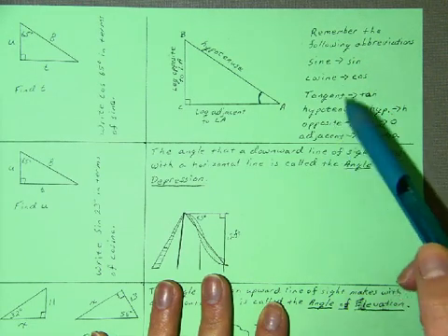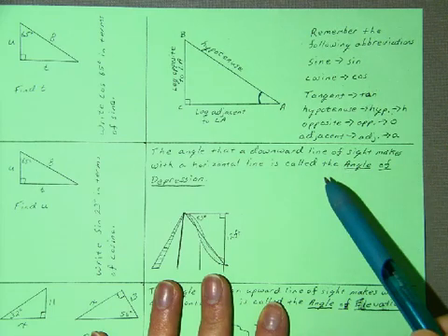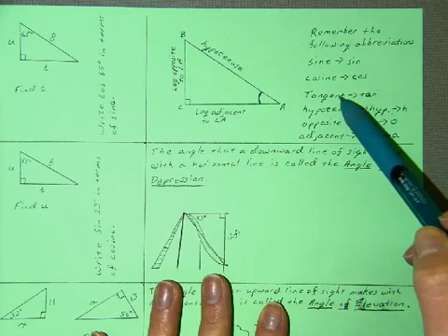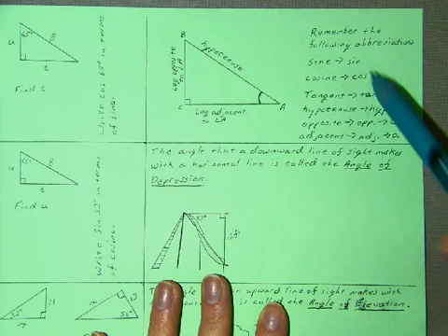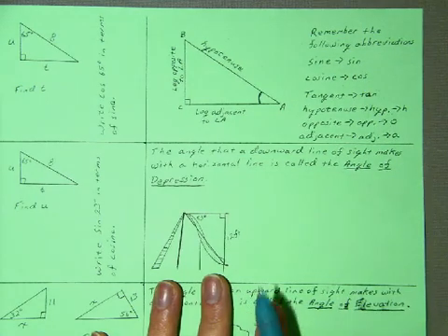Do not call them sin, cos, and tan though. We refer to them as sine, cosine, and tangent. Every time you say sin, cos, and tan, a mathematician dies.